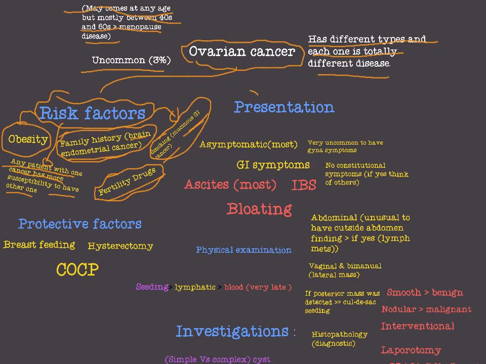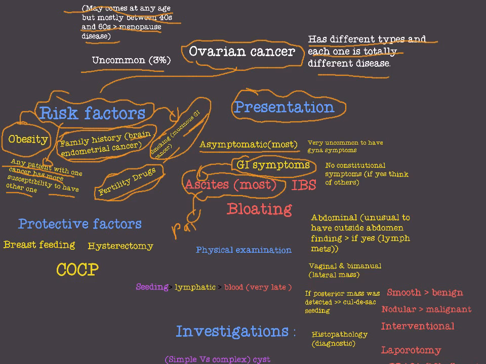So what is the presentation of ovarian cancer? Asymptomatic. Most cases of ovarian cancer come with no symptoms. The most important symptoms, when they exist, are GI symptoms, and especially ascites. Ascites is a very important and very common GI symptom of ovarian cancer. From this ascites we take a sample for cytology. We do paracentesis and take a sample for cytology.